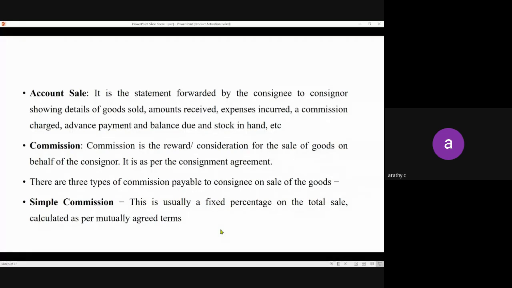So mainly there are three types of commission. The first one is simple commission. Its calculation is very simple: a fixed percentage is given, for example 5 or 10%, and you have to calculate it on total sales. If the total sales is 1 lakh and the percentage is 10, then you calculate 1 lakh into 10 by 100. That is the commission. Just apply the fixed percentage on total sales.